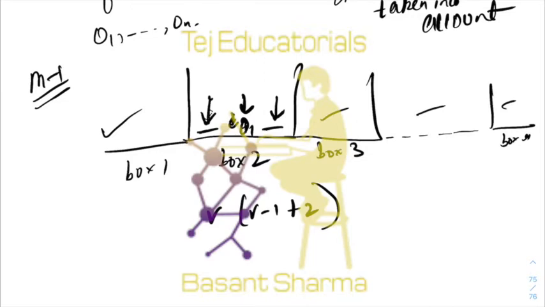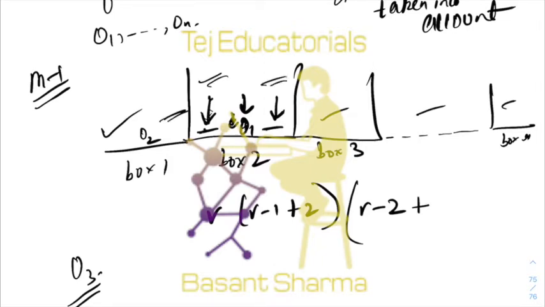Now if you take object O3, how many choices does it have? If object O2 is put in a different box, suppose, then it has r minus 2 boxes left. Either it can go into those r minus 2 boxes, or it can go to the left of O1 or the right of O1, or left of O2 or right of O2. So plus 4. So r minus 2 plus 4 choices.